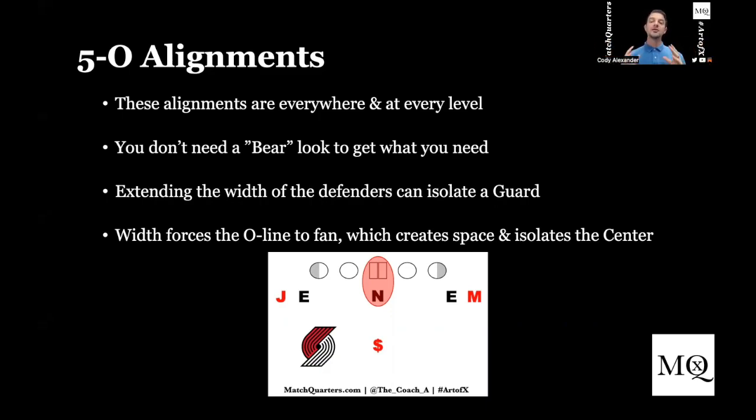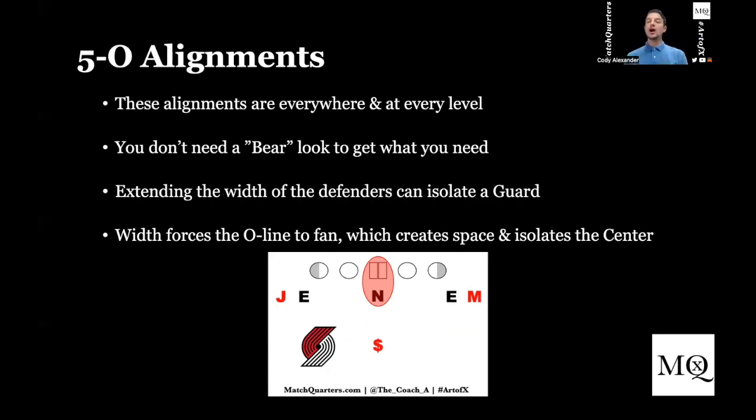So a Blazers front, in my language, is a 0 nose, two 5s that are wide 5s, and then two 9s, guys that are standing outside of it. So what we've essentially done is we've taken those 5 linemen and moved them out. We have now forced width on the offensive line, and we're creating a situation for that guard to have to play in space.